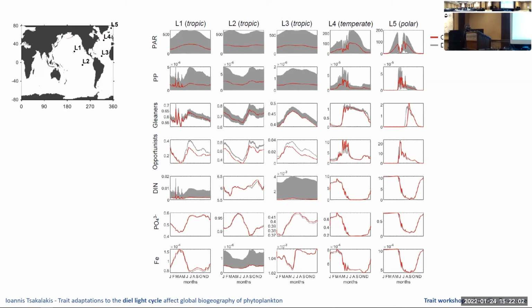Now, this huge panel I have, I'm going to try to focus on some areas. It shows the dynamics of five different locations for an annual time course. And you can see the locations here. So locations 1 to 3 are in the tropics, location 4 is temperate, and the polar location is 5. So in general, you can see in the diel scenario, the gray, that when we have diel cycles in PAR, we have an impact on primary production, and then also functional groups fluctuate.